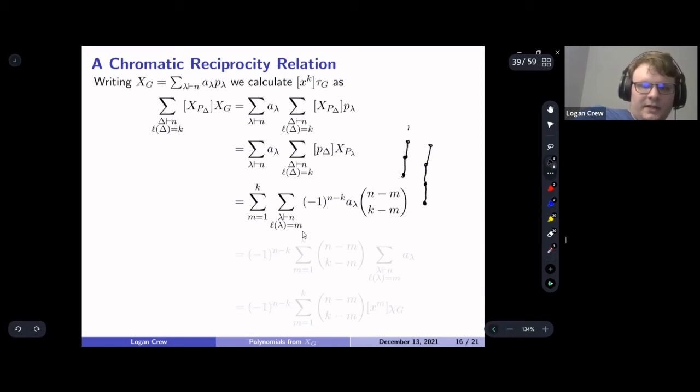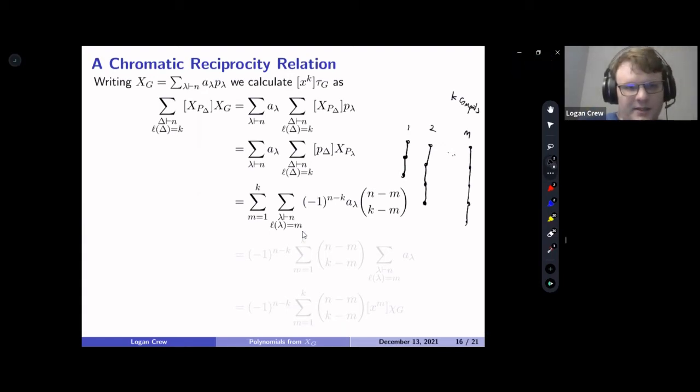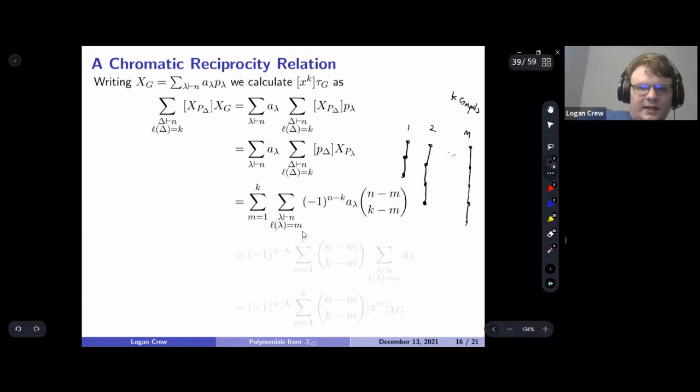There's m, meaning that there's m distinct ones of them. And I want to end up with more components. I want to end up with a total of k components. And so I need to choose k minus m edges to turn these m paths into k components. And this is the number of ways I can do this. And I'll end up with this sign.